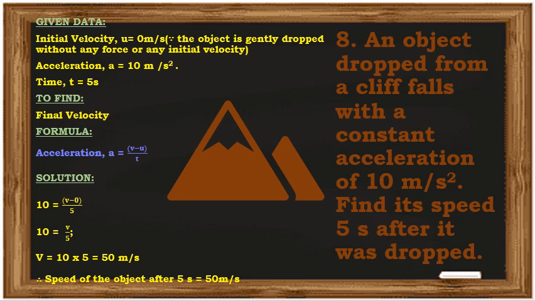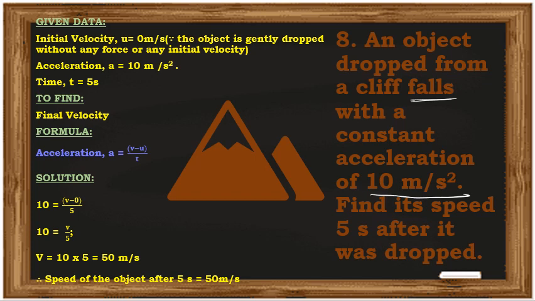We look at the next question. An object dropped from a cliff falls with a constant acceleration of 10 meter per second square. Okay, it is going to fall down with a constant acceleration. Here it is constant acceleration, but still we are taking it to be plus. We are not taking it to be minus. Even if we say it is going to fall, we'll know the main reason behind this when we learn the next few chapters. You'll be able to understand this.